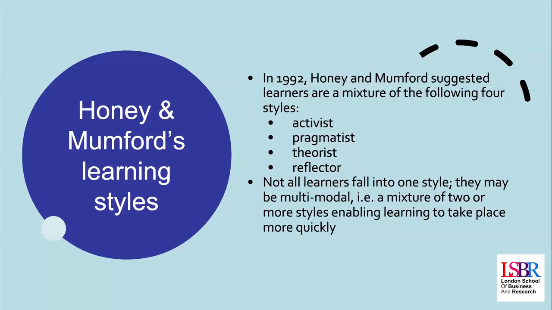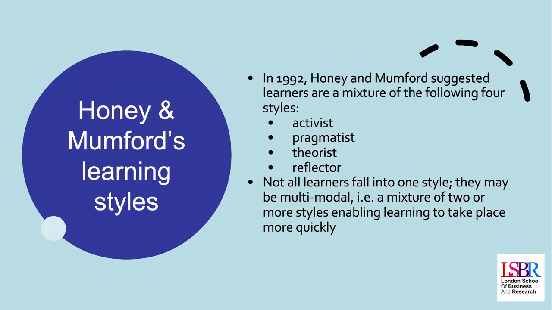So it's fine to think about these learning styles, but we need to think how we're going to put them in action. So activists, they prefer things like problem solving, group discussion. Theorists, they like statistics, stories, quotes. Pragmatists, they like case studies. They like problem solving. They also like discussion. And reflectors, they like first-hand information, and they like to think about situations from different perspectives. That's what helps them to learn.